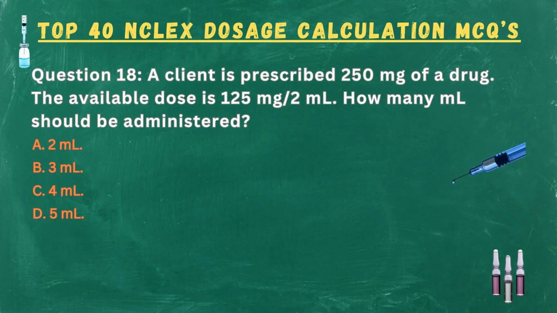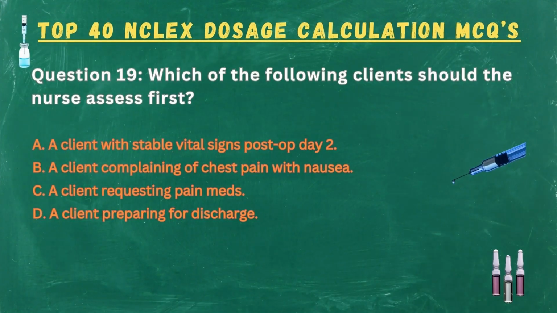Question 18. A client is prescribed 250 milligrams of a drug. The available dose is 125 milligrams per 2 milliliters. How many ml should be administered? A. 2 milliliters. B. 3 milliliters. C. 4 milliliters. D. 5 milliliters. Answer: C. 4 milliliters.